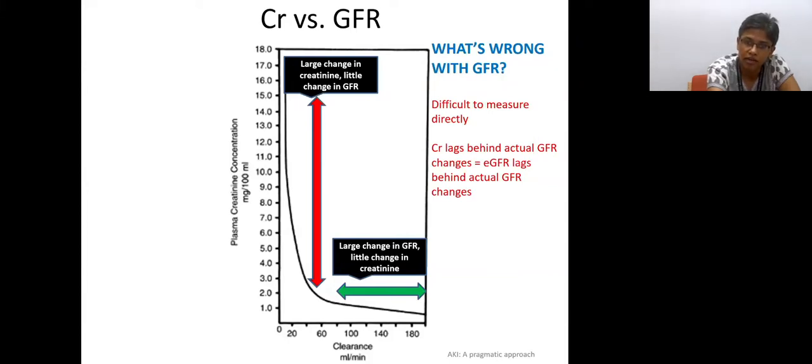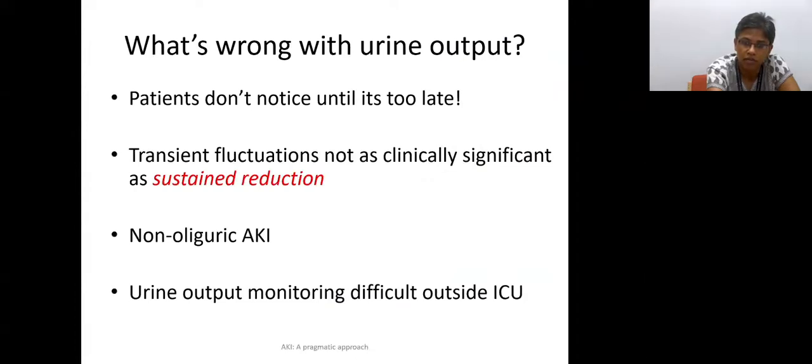So just as creatinine lags behind GFR changes, any GFR that you calculate using creatinine would also lag behind GFR changes. And the most important factor is that equations are only valid in steady state, and acute kidney injury is by no means a steady state. So really, there's no utility for these equations in acute kidney injury. You're much better off using clinical signs.